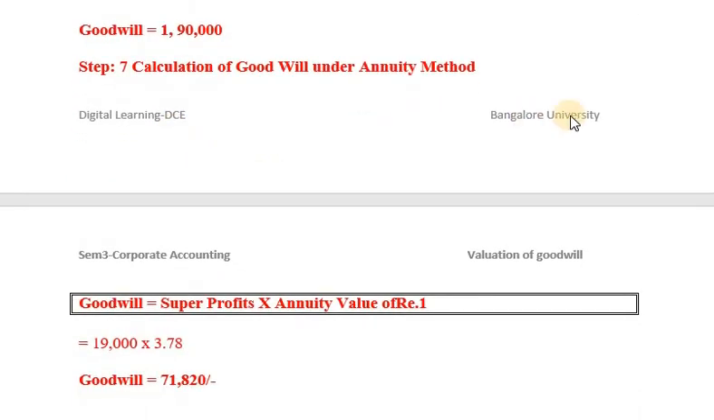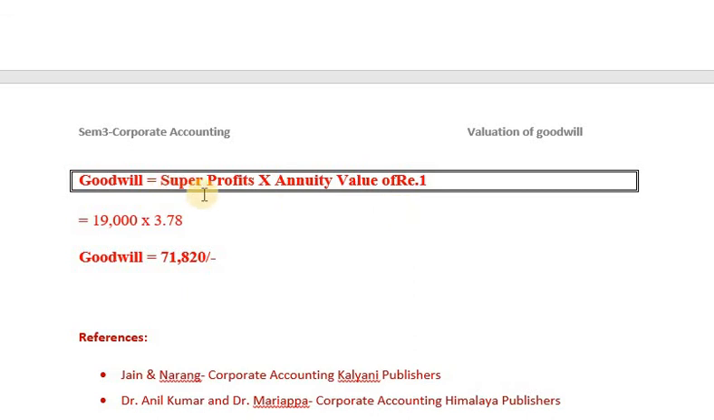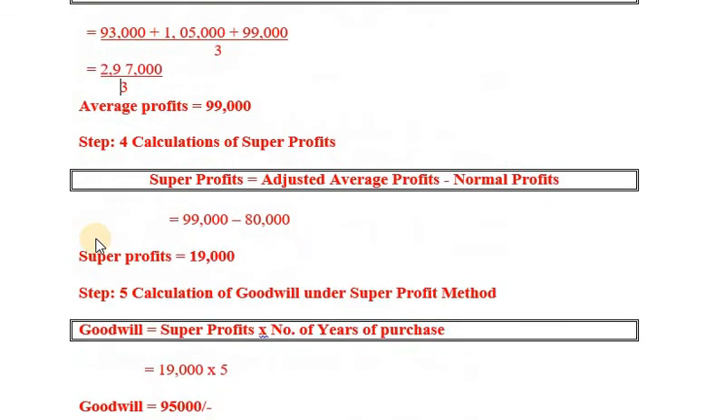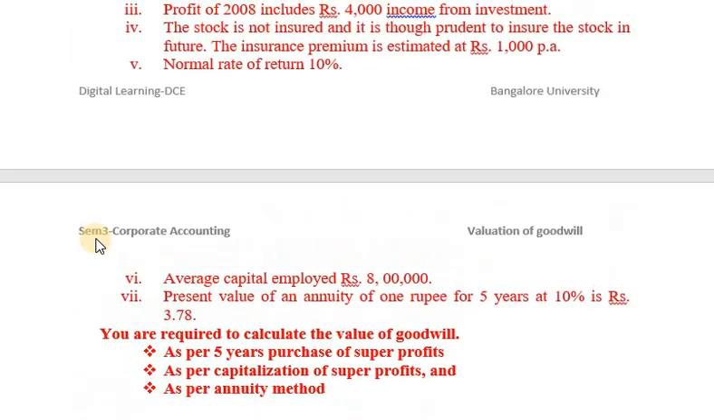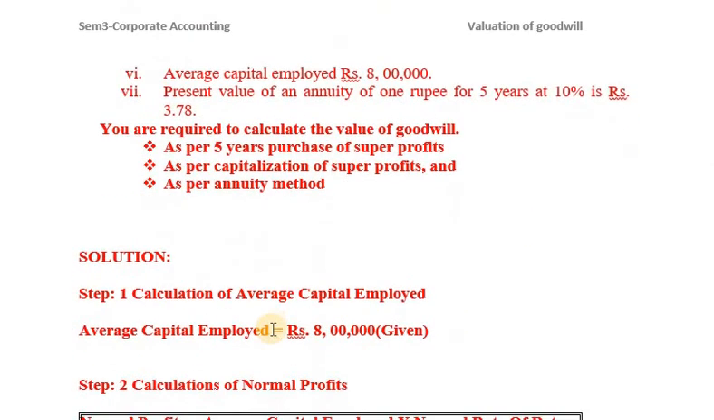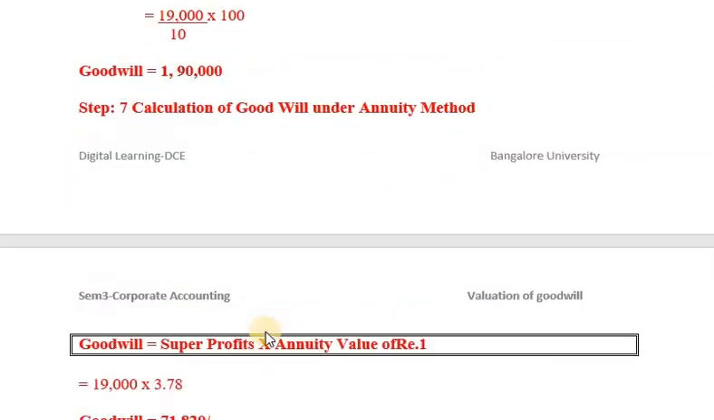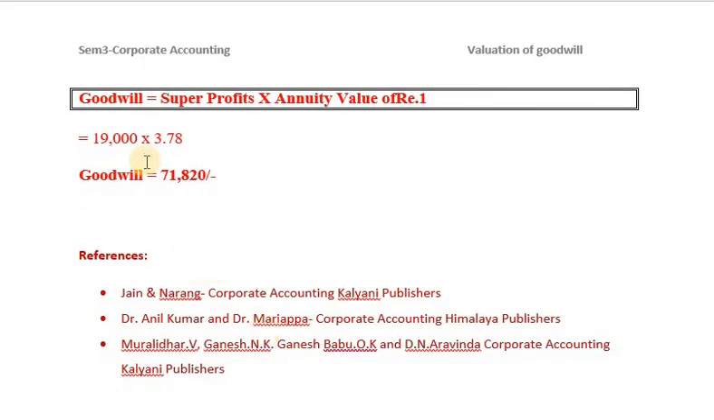Calculation of goodwill under annuity method. Under annuity method, goodwill is equal to super profit into annuity value. Super profit is known, that is 19,000. And then annuity value, present value of annuity of 1 rupee for 5 years at 10% is rupees 3.78. So accordingly 19,000 into 3.78 comes to 71,820. Thank you.